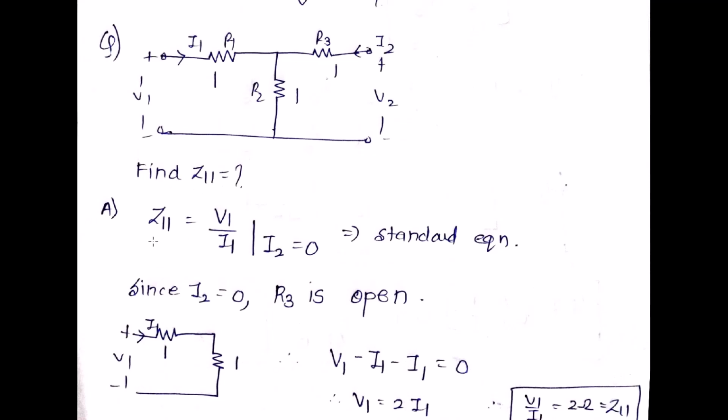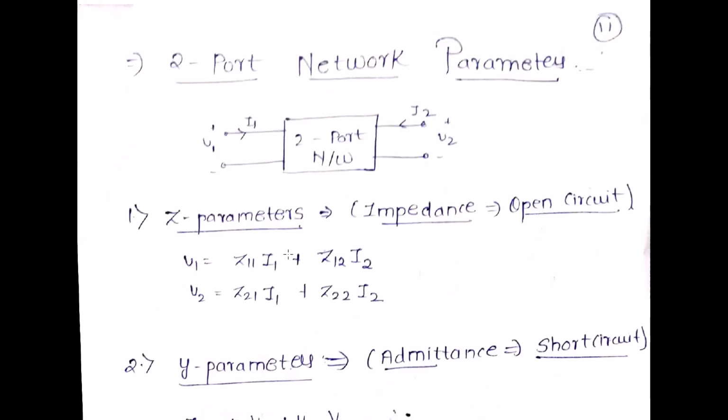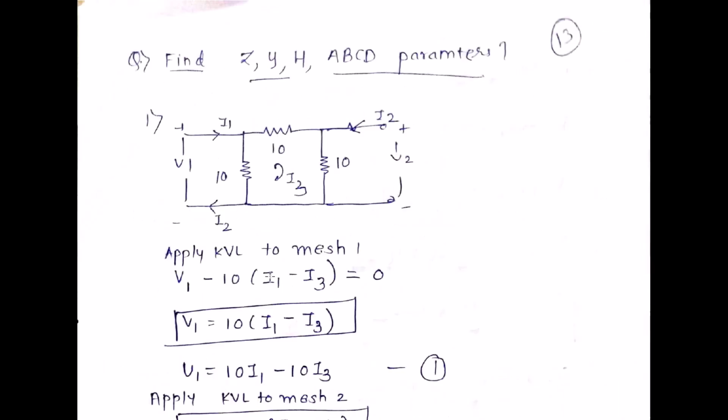Now what is your Z11 equal to? V1 upon I1 for I2 equal to 0. How do you get this? See the equation of the Z parameter. Z11 is equal to V1 upon I1 if my I2 is 0. So if I put my I2 equal to 0, directly my Z11 will be equal to V1 upon I1. Am I correct? I repeat. If I want to find Z11, I'll just put my I2 as 0, and then Z11 is equal to V1 upon I1 when my I2 is equal to 0.